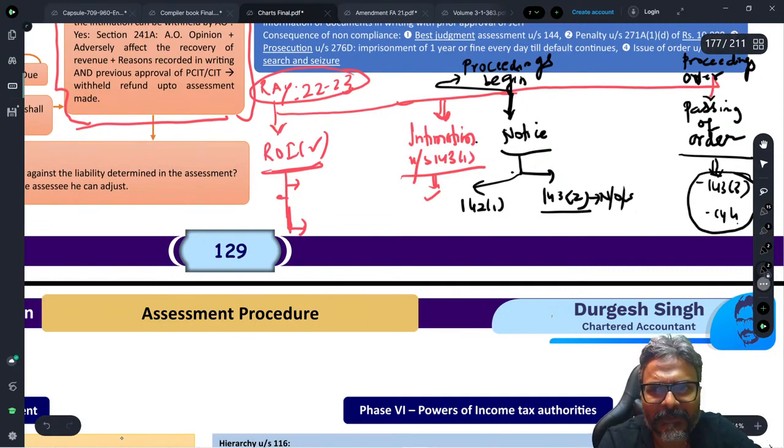Now, so far as this notice is concerned, students, the 143(2) notice, what is it that we are going to speak about it? There are two things which have been there.